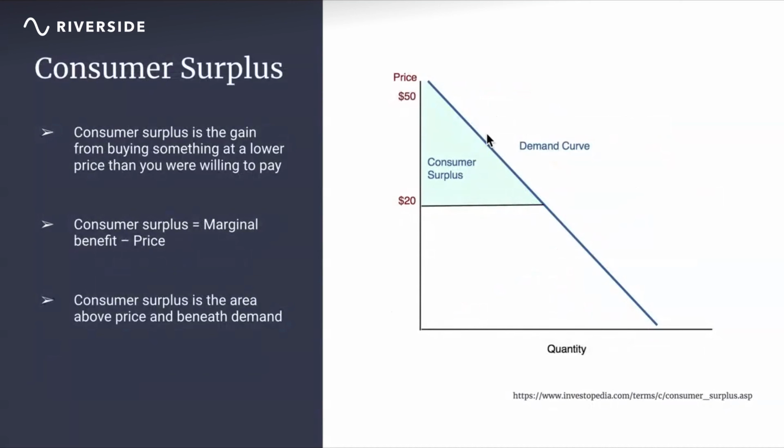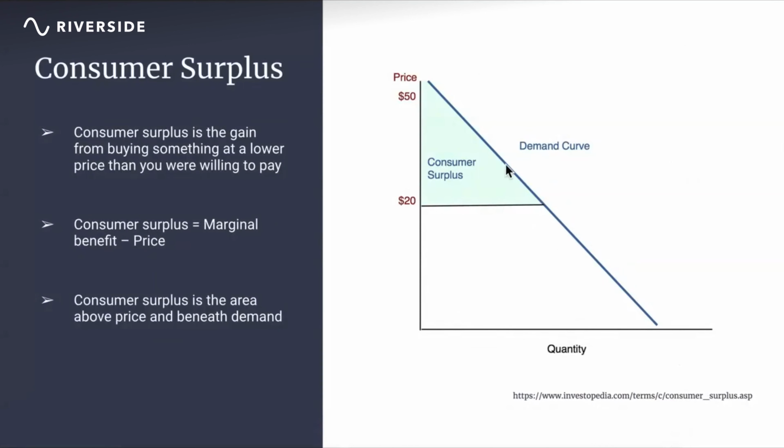Consumer surplus is just this upper part here, and it's the gain that we as consumers get from buying something at a lower price than we're willing to pay. So we can just go demand minus price, marginal benefit minus price, because we know that those two things are the same. It's the area above price and beneath demand, this triangle right here.